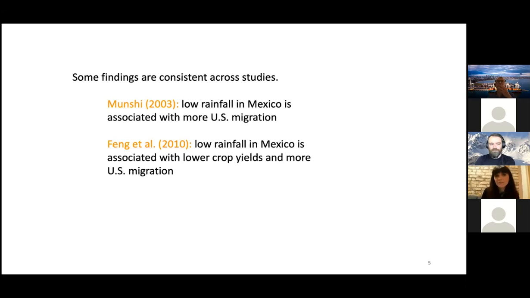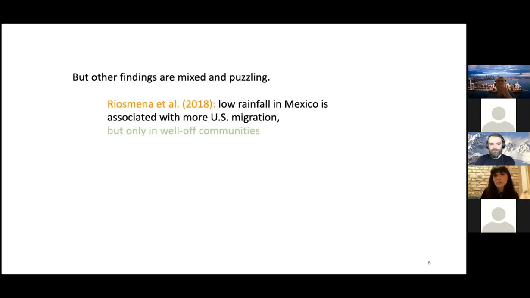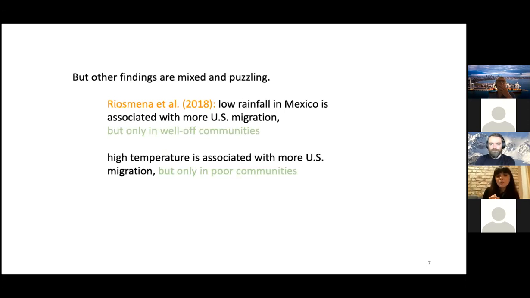So some findings make sense, and we see it over and over across different data, but other findings are really mixed and puzzling in this line of work. For example, Rios Mena and colleagues found that low rainfall in Mexico leads to more migration, but only in better off communities, so only in communities with resources. But then when they looked at the effect of temperature, they observed the opposite pattern. High temperatures, which have a negative impact on agricultural yields, led to more US migration, but only in poor communities. And they did not have a good explanation for that.